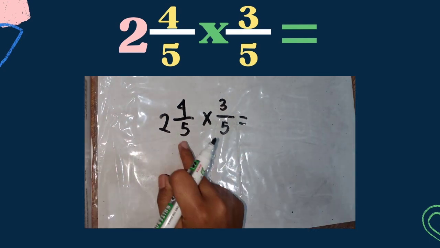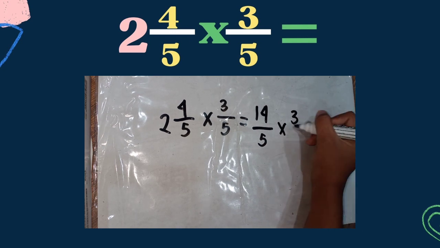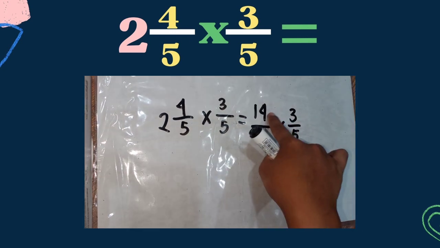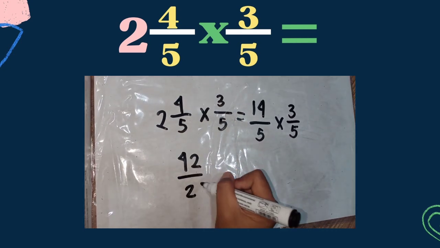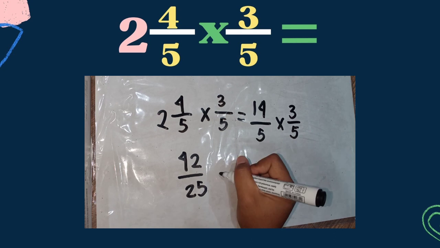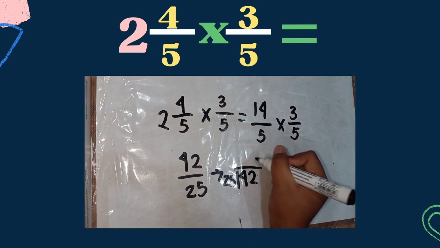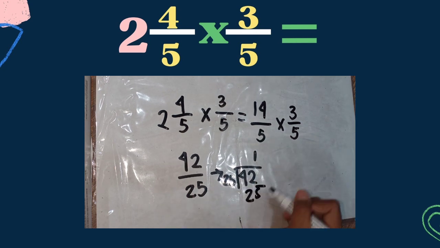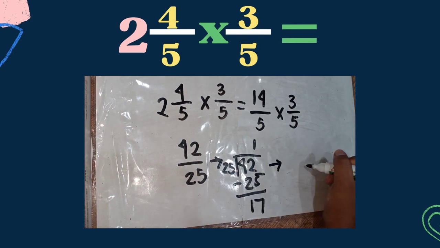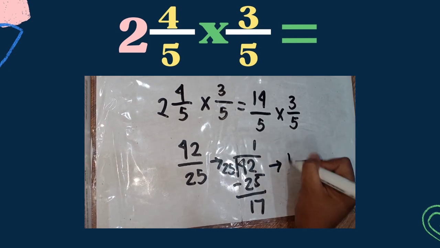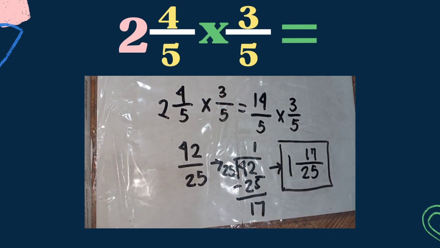Just like what we did earlier, but first, let's transform this mixed number into an improper fraction. We have 14 over 5 times 3 fifths. 14 times 3 is equal to 42, and 5 times 5 is equal to 25. But that's not the final answer because that is an improper fraction. So we need to transform this improper fraction into a mixed number. And there we have 1 and 17 over 25 as our final answer.